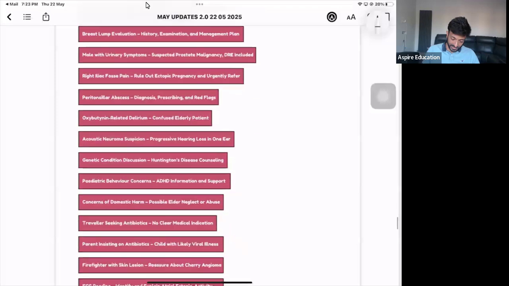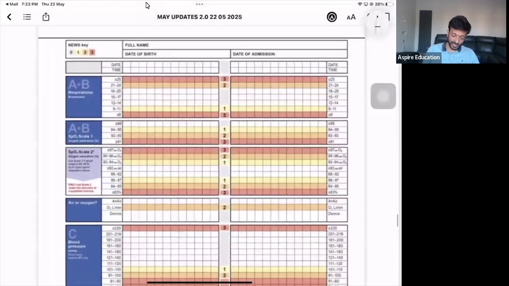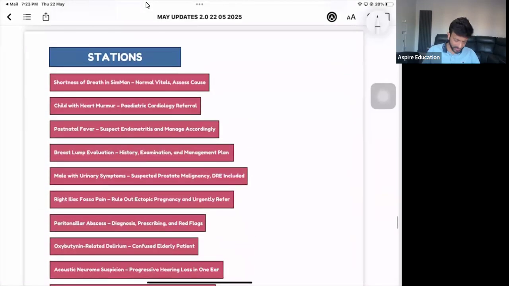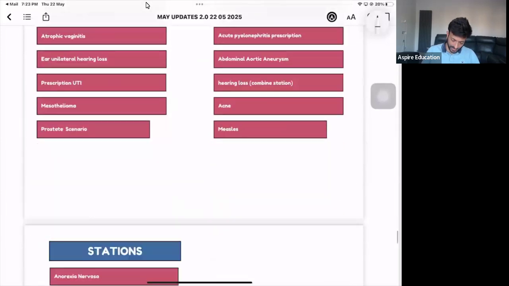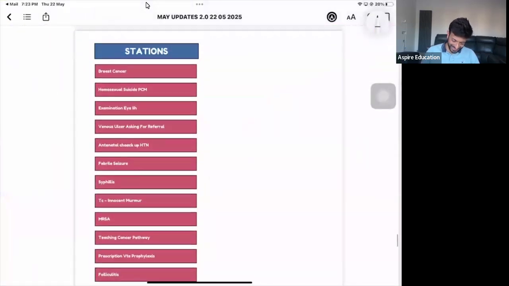Now let's discuss the stations. I've got this list of stations. I'm going to go through it quickly. I'm hopeful that you guys are okay with the NEWS chart. This NEWS chart is coming again and again, so we need to know how to fill the NEWS chart. That has been explained in previous classes as well. So I've got this list of stations. Let's start from the back actually, and that would be better.